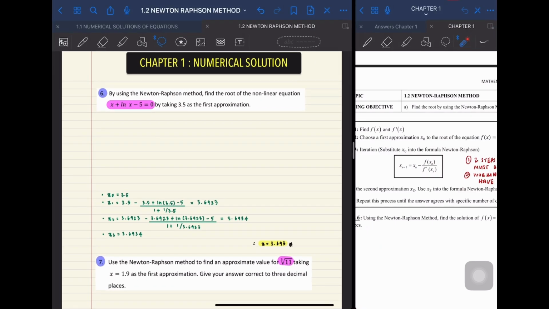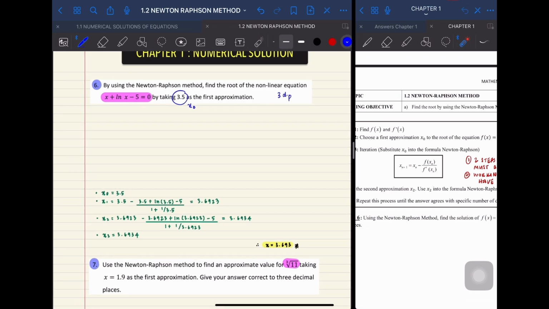Okay, so number 6: find the root of x plus ln x minus 5 equal to 0 by taking 3.5 as the first approximation. So we already know this is your x0. Since the question doesn't tell you how many decimal places they want, you just need to decide whether 3 or 4. Let's decide to choose 3 decimal places as the final answer. Okay, so now let's do it step by step.